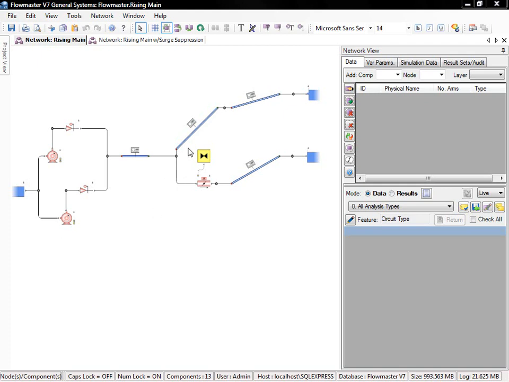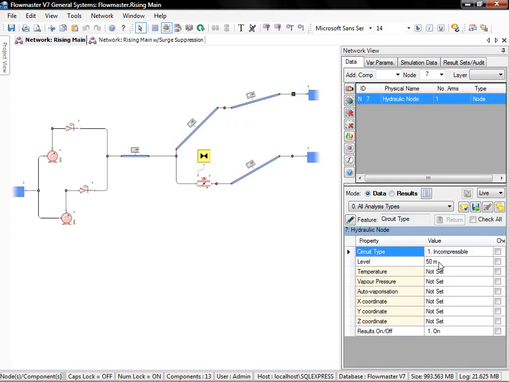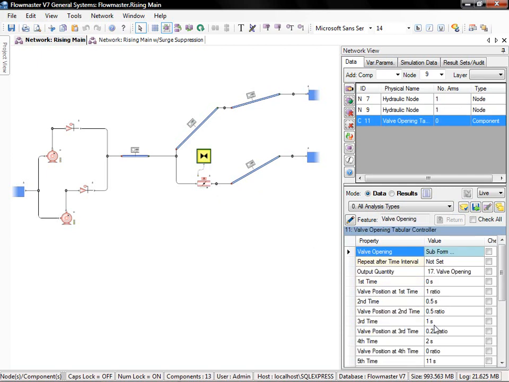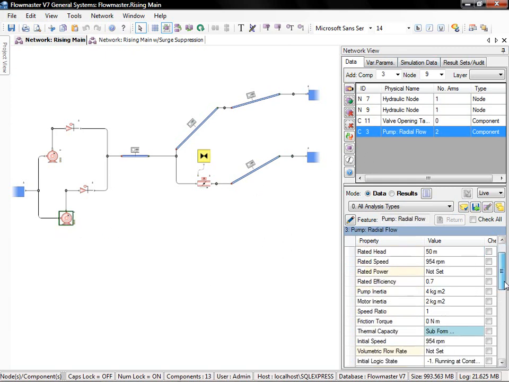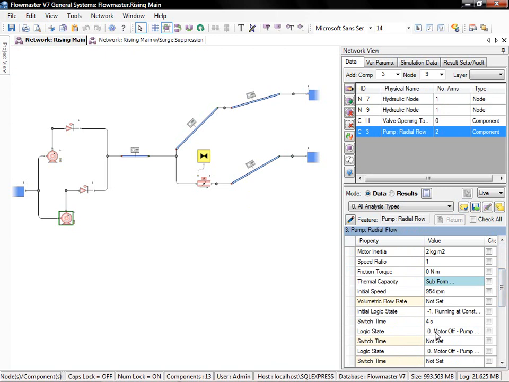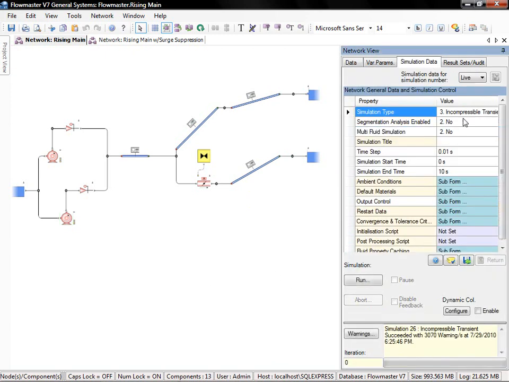So if we take a look at the system, what we have is two pumps driving the liquid up to two higher elevation reservoirs, one at 50 meters and one at 40 meters. And what we're going to do is close the valve on the lower elevation tank very abruptly. And at the same time, we want to trip the pump to try to reduce the pressure surge in the system.